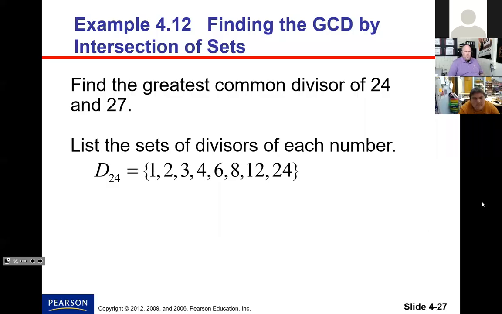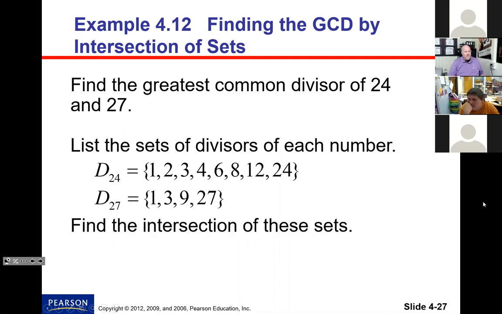So then we can do 27. So 27 is 1, 3, 9, and 27. Quite a lot less factors. Now, here's the question. Do you see a number in the listing of 24 and the listing of 27 that's common to both? Do you see a number? Which ones are they? There's two of them.